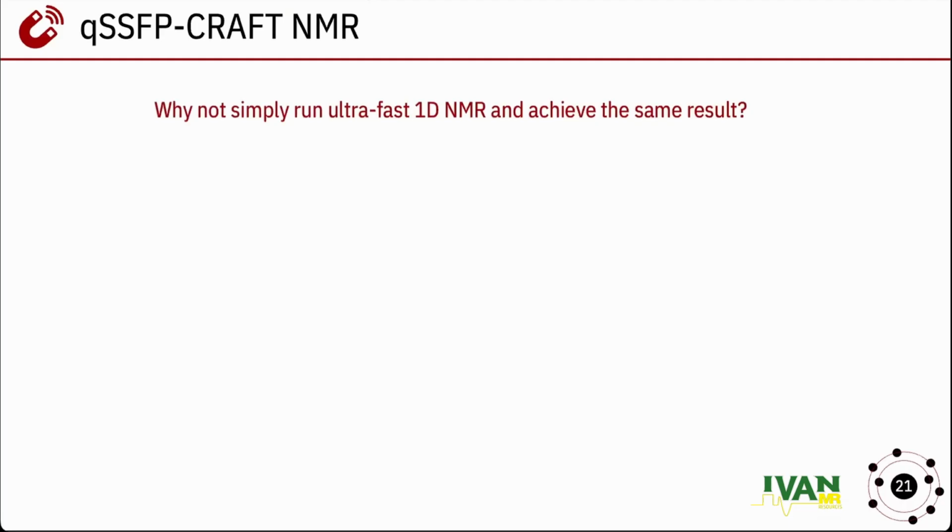So the question you may have, and the question I get all the time, especially from the reviewers, is why don't you just run a very fast 1D NMR and get the same thing? Right? Why don't I just set my D1 to 30 milliseconds, my acquisition time to 30 milliseconds, and my D1 to 1 millisecond, and just run it as a standard 1D? Why do we need SSFP?